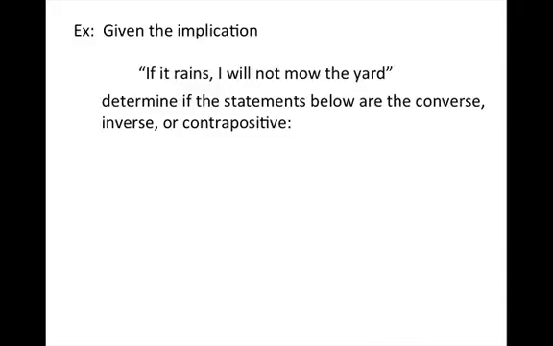In the final example, if it rains, I will not mow the yard. I'm going to let P be if it rains. Generally, we always want our original P and Q to be positive. We don't want those to contain the word not. When we're doing the proofs in a future lesson, it's going to be easier to understand and less tricky if we let the P and Q always be positive. So I'm going to let Q be I will mow the yard. So in my original implication, if I have I will not mow the yard, that's not Q.